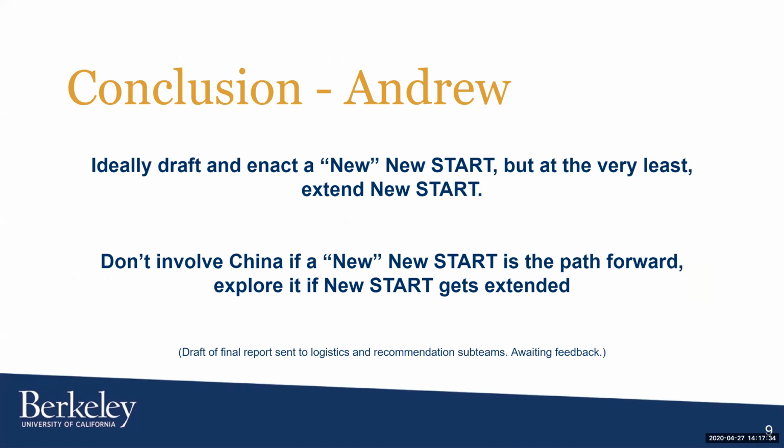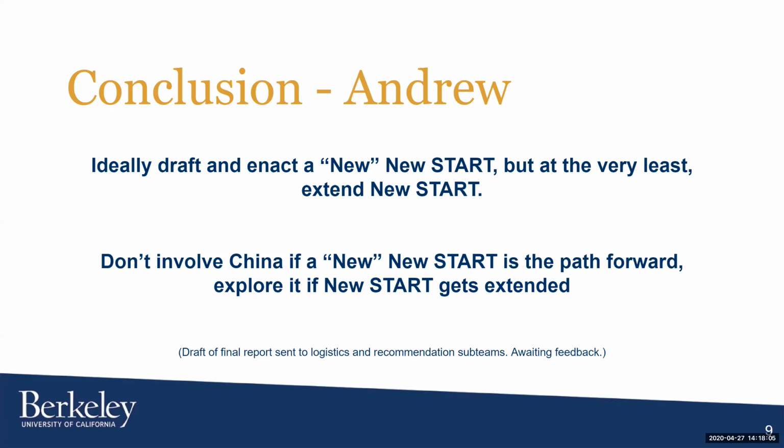All right, so looking at the historical context, there are a couple major conclusions that can be made. First is to ideally draft and enact a new START. However, due to the extended time frame that these treaties typically take, as seen through the timeline, at the very least, extend New START if a new START is not able to be drafted and enacted in time. Regarding the China question, from the historical context, there does not seem to be a need to involve China if a new START is the path forward.